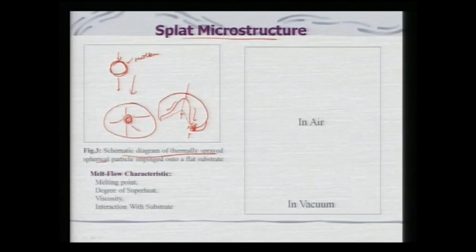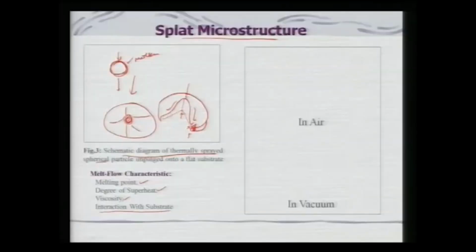These splats deposit over one another to develop the final deposit, and the characteristics of a particular splat are dictated by the melting point. If the melting point is very low, there will be much more fluidity available for the splat to spread. Degree of superheat: if we superheat the material, we again have high energy or high fluidity available for the splat to spread. Viscosity: if viscosity is very high, it will experience friction from the substrate as well as from the surroundings, and it will try to constrict as a molten particle itself. It may not spread to that extent.